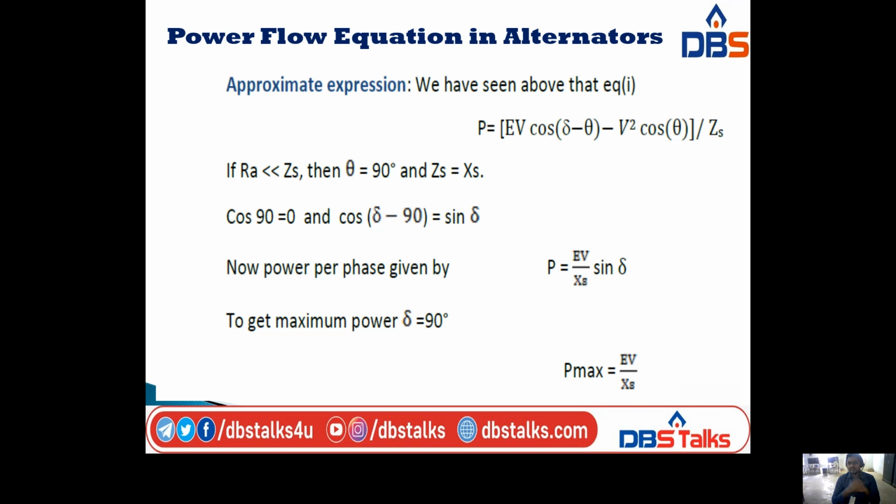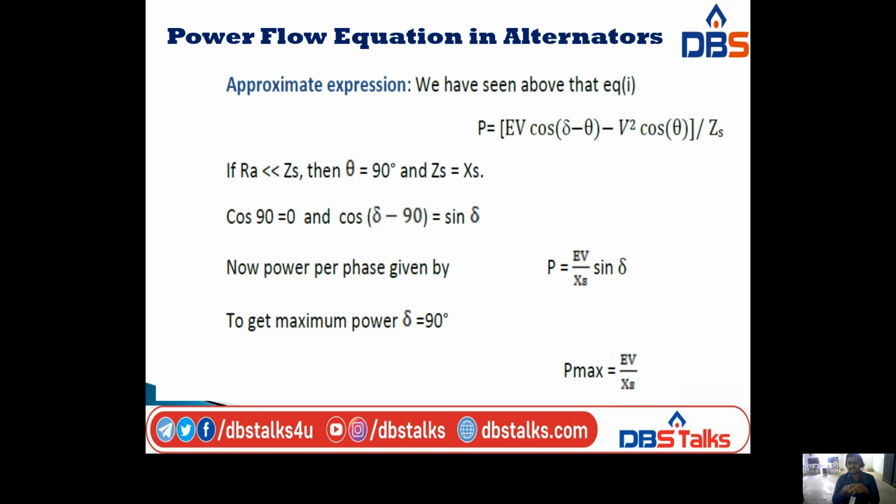If you substitute that into this equation, we get P is equal to EV by Xs into sine delta. So the power per phase is given by P is equal to EV by Xs into sine delta, because here cos of theta plus, I am substituting 90, so the cos 90 value is 0.